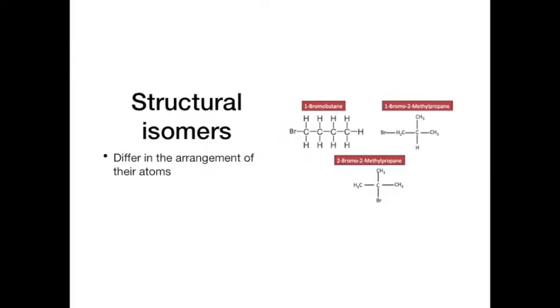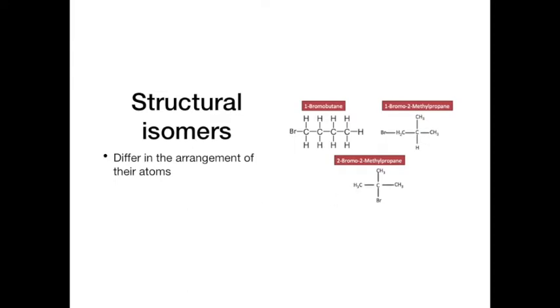Let's see some categories. We've got the structural isomers. These types of isomers have the same molecular formula, but they differ in the arrangement of their atoms. For instance, all of these three have the molecular formula C4.